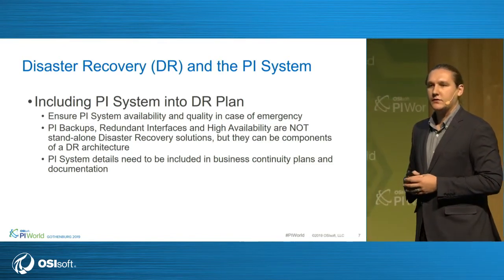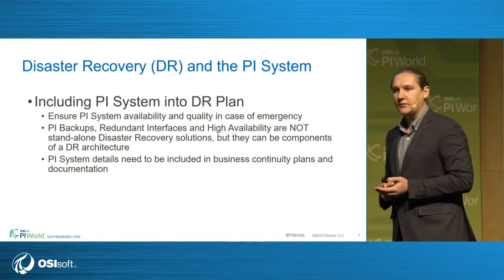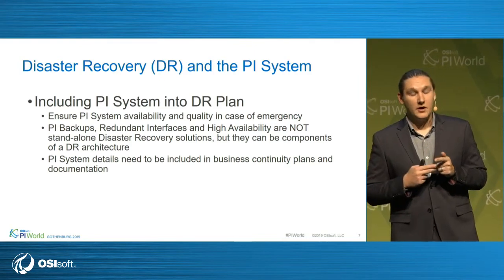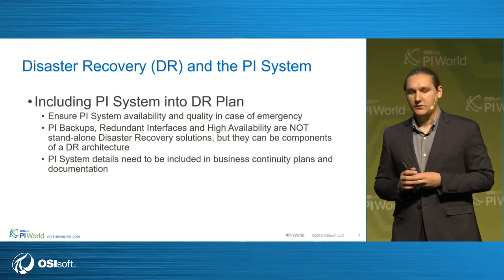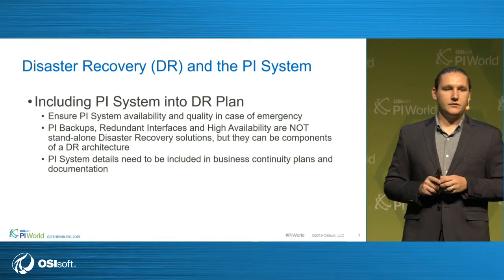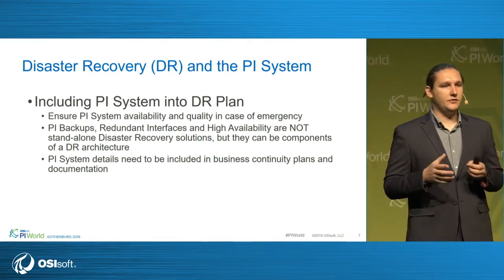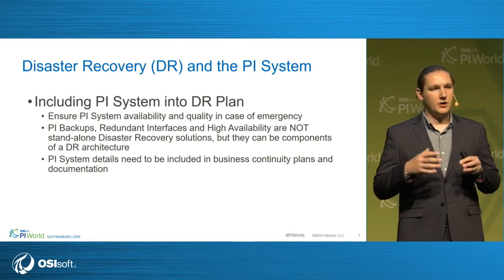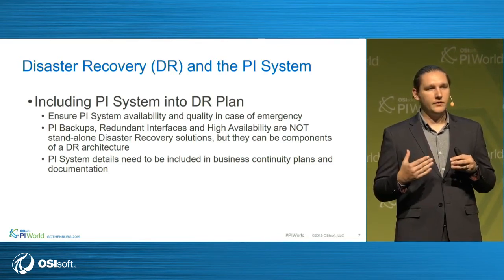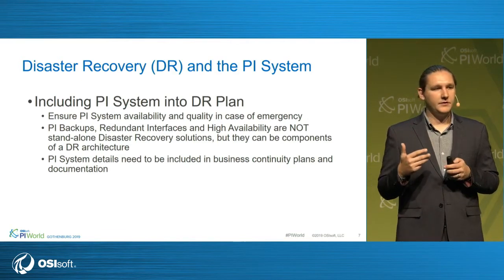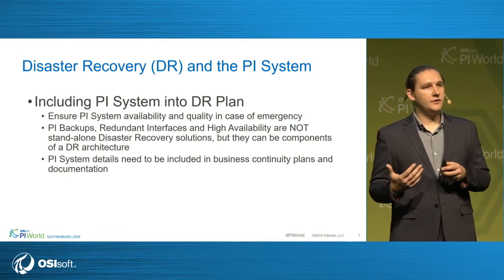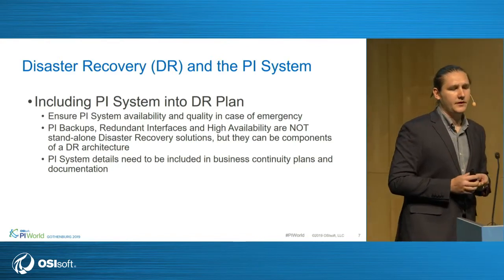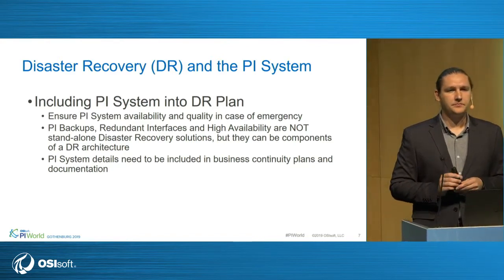All the techniques, all the mechanisms like PI backups, redundant services, PI system high availability, AF high availability, all of these tools are not the only solution that you need to implement to have the disaster recovery plan for the PI system. They are part of this plan. But of course, there are many other steps that should be documented to have the PI system inside the disaster recovery plan.